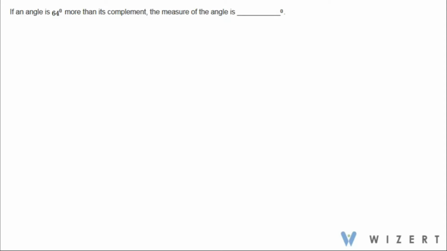We have this question here. If an angle is 64 degrees more than its complement, then the measure of the angle is. So let us assume the angle be x degrees. Therefore, its complement is equal to 90 minus x degrees.